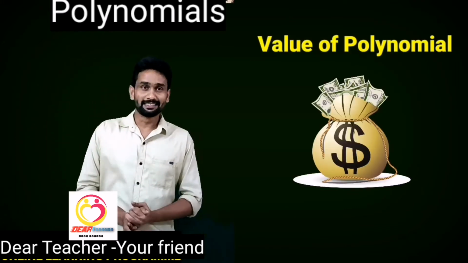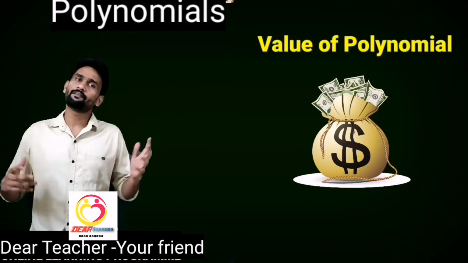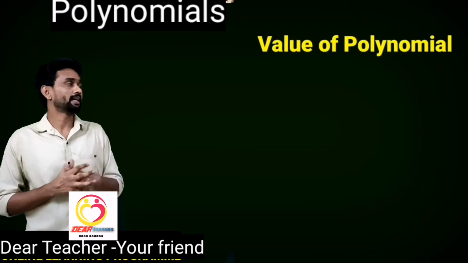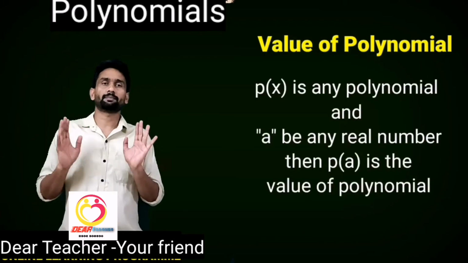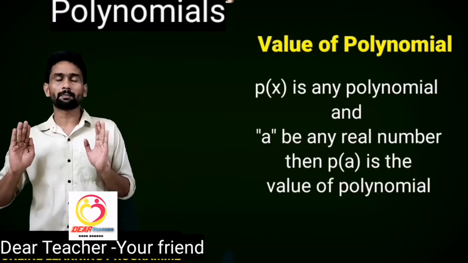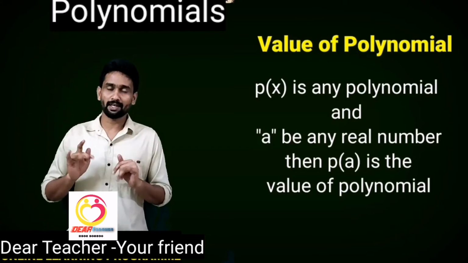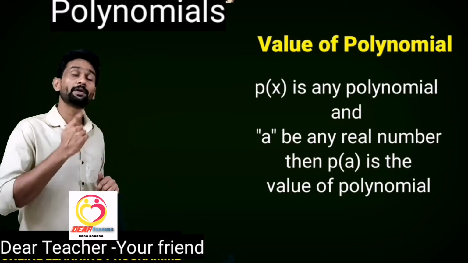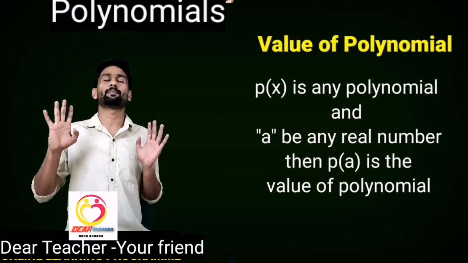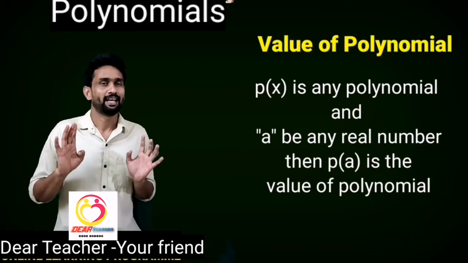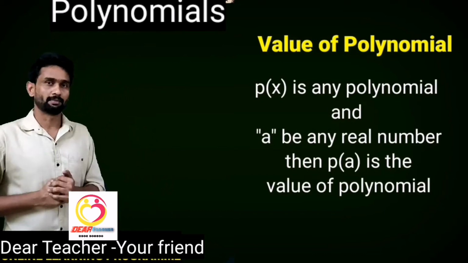The next is value of a polynomial. What is the value of a polynomial? How can I find the value of a polynomial? Look at this. Here, p of x is any polynomial, and a is any real number. Then p of a is the value of the polynomial. Is it clear? We can try with one example.